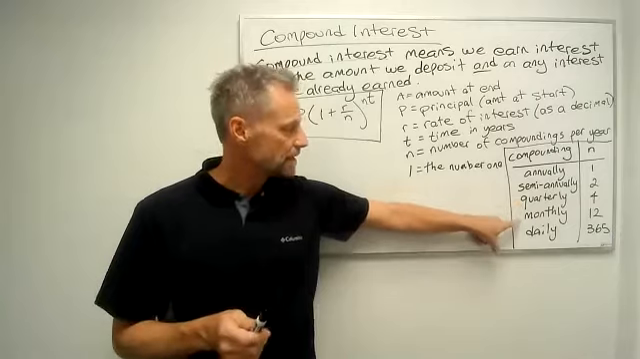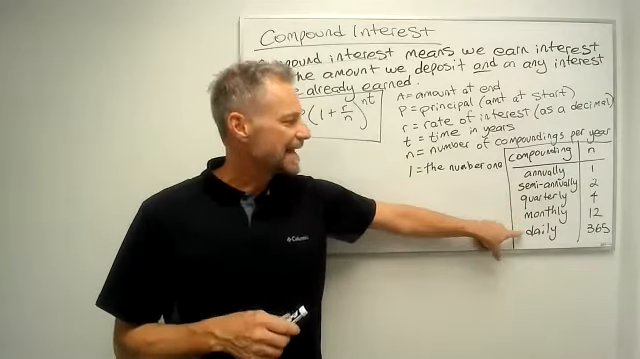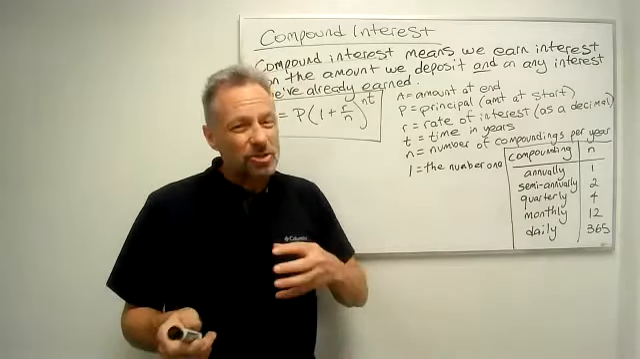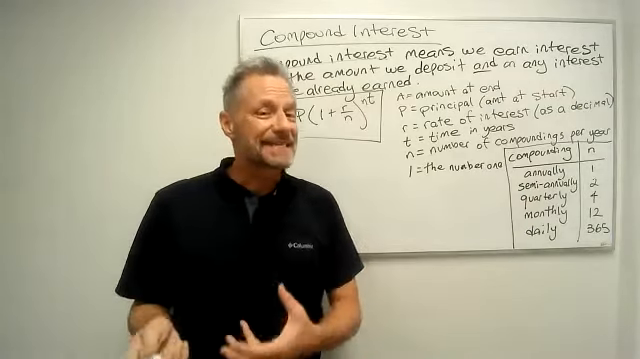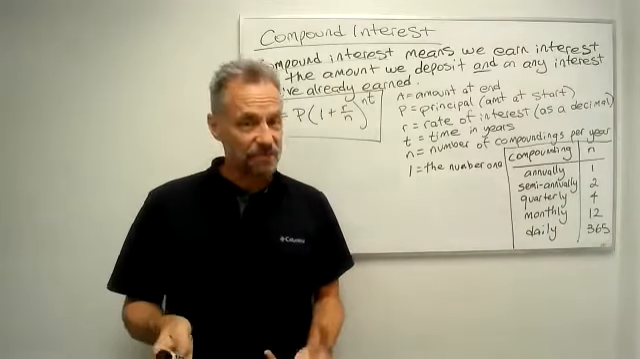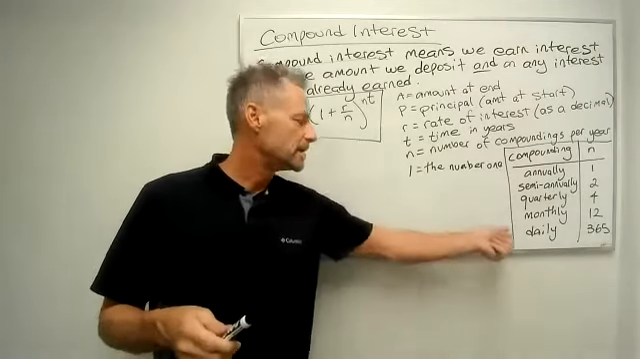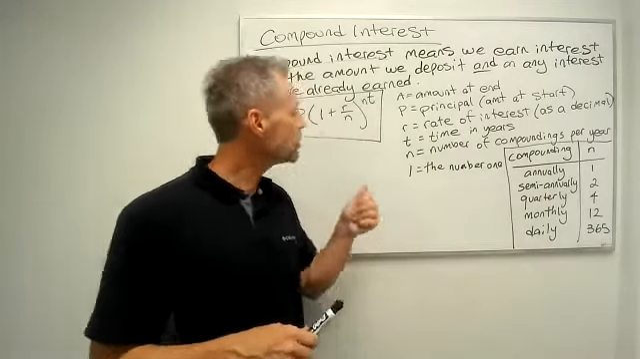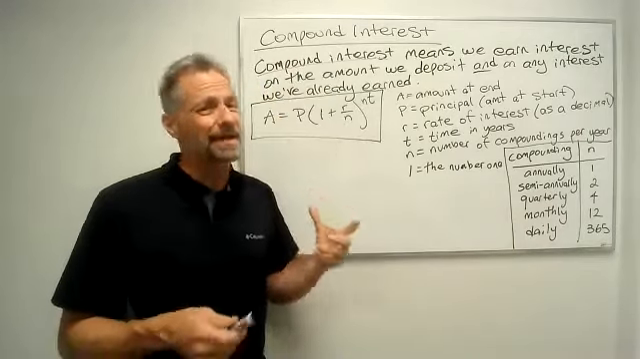Quarterly's 4 times a year, monthly's 12 times a year, and daily's 365 times a year. Now, sometimes they'll talk about a banker's year, which is 360 days, but they would have to specifically say that. Otherwise, if they say daily, just go on the 365 days. Okay, so that's our formula.